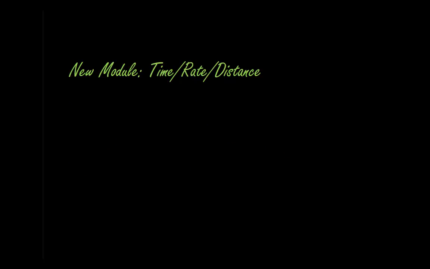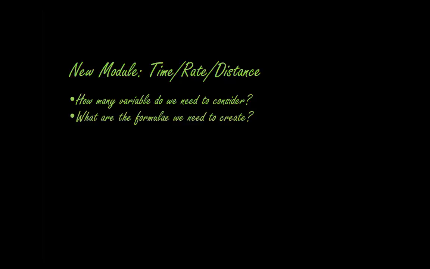Now, the module we're going to create is time, rate, and distance. So how many variables are we going to have to consider? Three. Okay, good. All right, we're on a roll. What are the formulae that we're going to need?